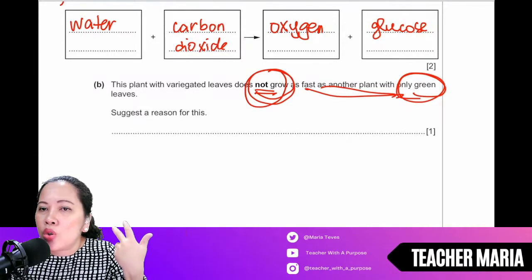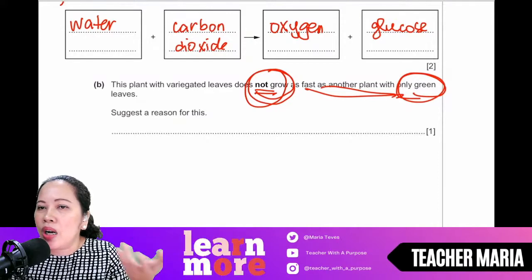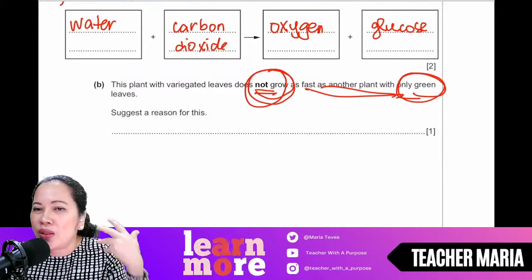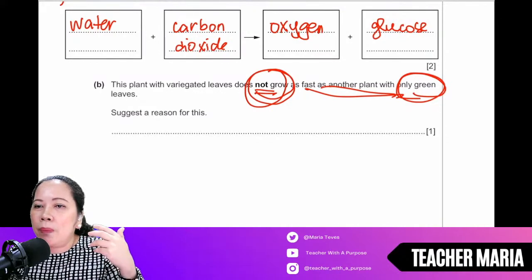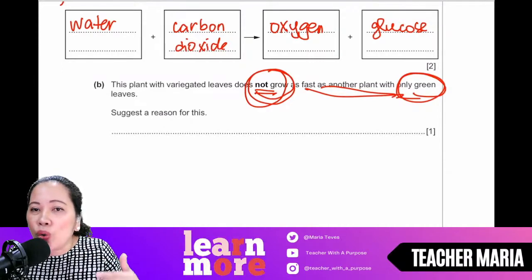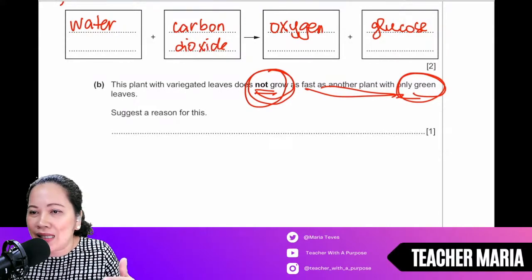Okay? So white parts do not undergo photosynthesis. It's white because the chlorophyll is on the green leaves. So because of that, there will be less photosynthesis that would happen. So there will be less food that will be produced. That means your plant would grow lesser.